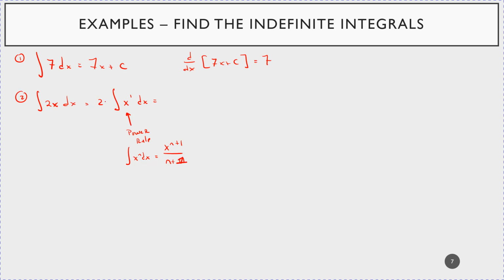So don't forget you have this 2. And then this is x to the 1 plus 1 divided by 1 plus 1. And then don't forget you have the c. Well, 1 plus 1 is 2. Well, look, the 2's are going to cancel here. And you get exactly what we started the class with right there. Okay? So you're just going to follow the power rule here. All right, let's try a bunch more here.